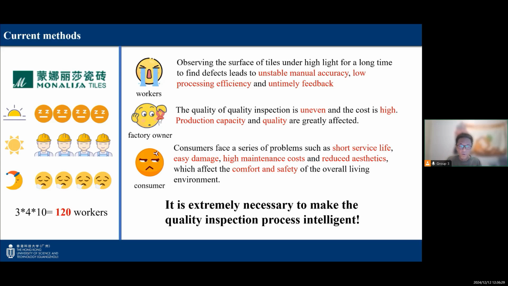For the factory owner, the quality of quality inspection is uneven and the cost is high. Production capability and quality are greatly affected. This directly influences the money. For the consumer, they face a series of problems such as short service life, easy damage, high maintenance costs, and reduced aesthetics, which affect the comfort and the safety of the overall living environment. It is extremely necessary to make the quality inspection process intelligent.